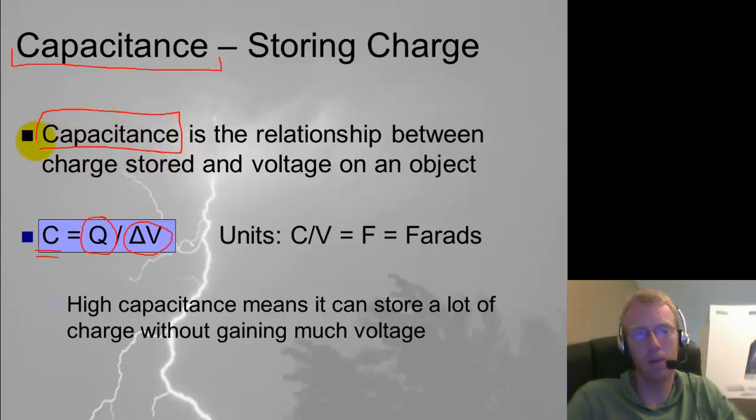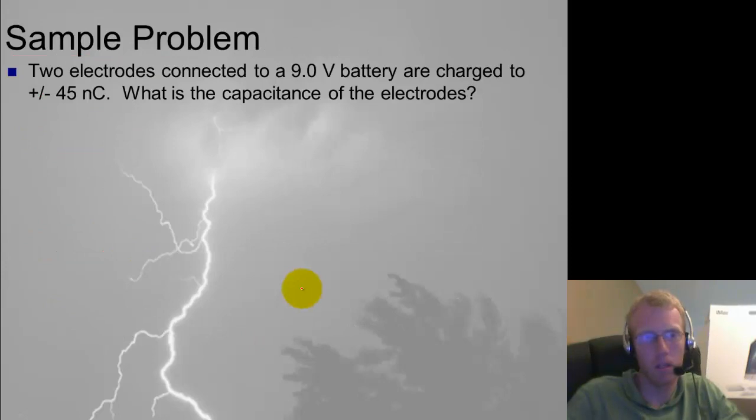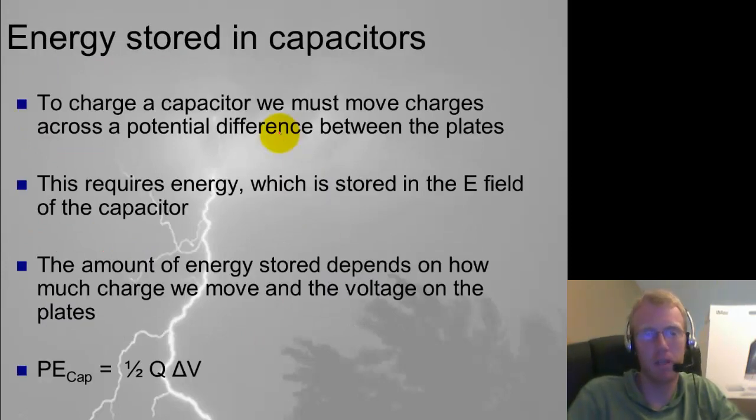We'll talk about how capacitors are made, but a very common one would be a parallel plate capacitor. So just two flat parallel plates, one positive, one negative. They'll form an electric field inside, and you can store that charge and then reuse it later on. That's what the purpose of a capacitor is for. Okay, sample problem I'm going to skip.